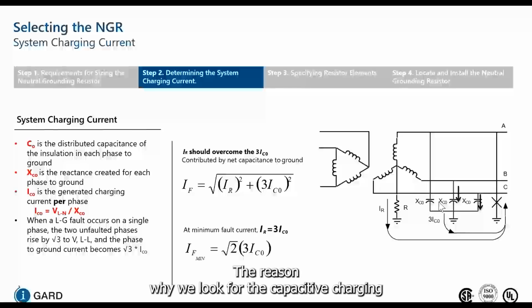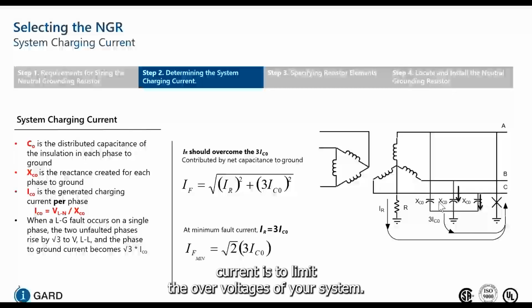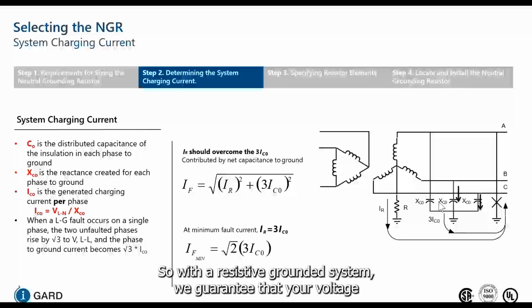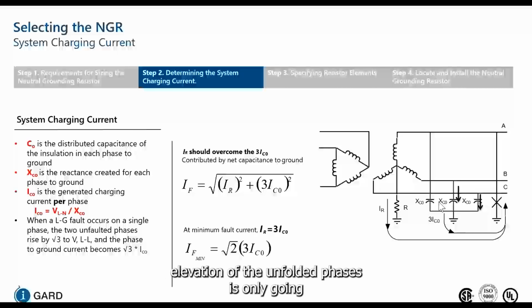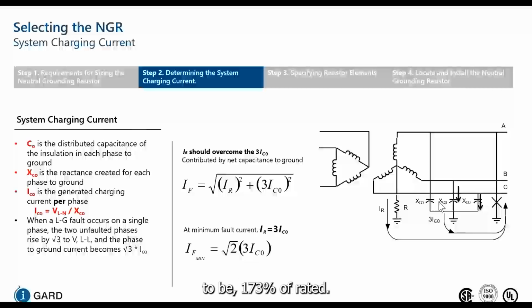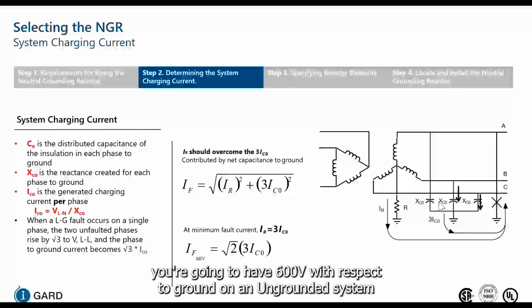The reason why we look for the capacitive charging current is to limit the overvoltages of your system. So with a resistive grounded system, we guarantee that your voltage elevation of the unfaulted phases is only going to be 173% of rated with respect to ground. So instead of having 347 volts with respect to ground, you're going to have 600 volts with respect to ground.